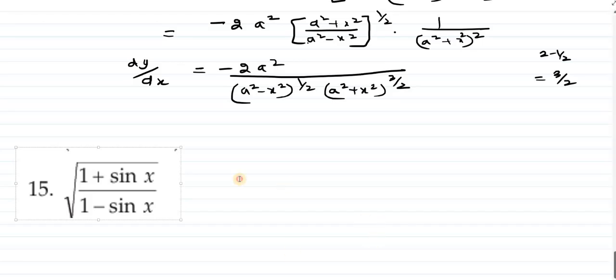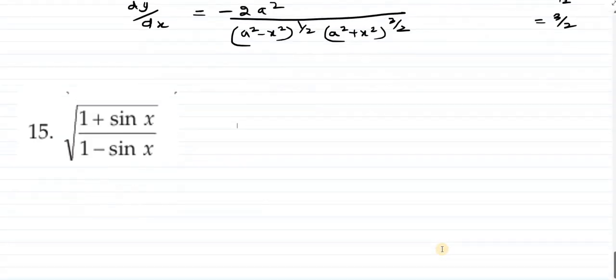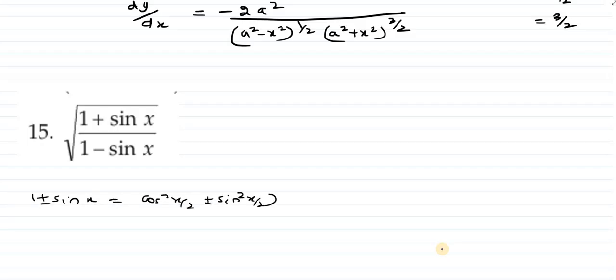Okay. So here I can do some simplification so that I can get the answer quickly. See, there are 1 plus sin x or 1 minus sin x. What you can write is cos square x by 2 plus or minus sin square x by 2, the whole square. Correct? So you can take that out of the square root, and then further you can simplify.